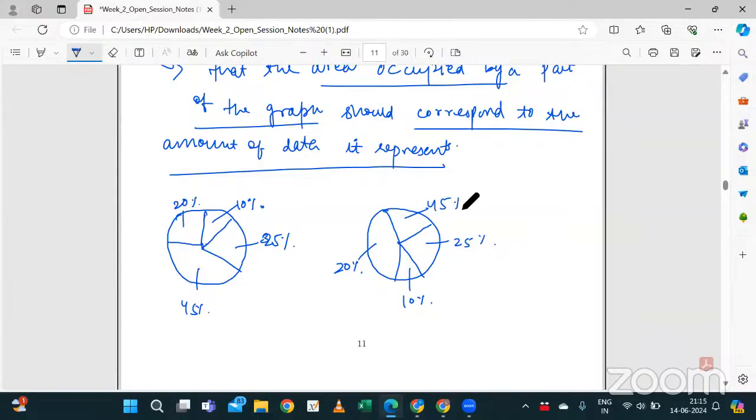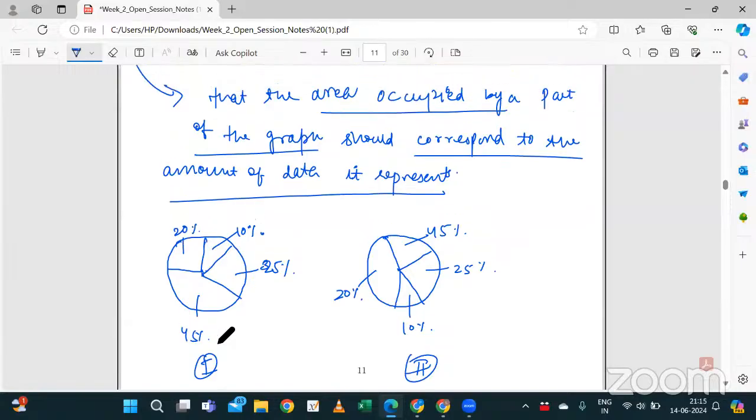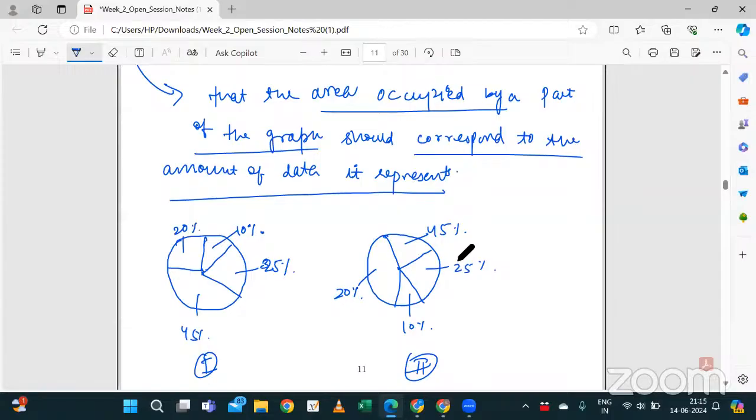Now, if you see, which one is correct? This one, first one, or second one? First one, right? In the second one, the area principle is violated. Why? Because the area occupied by a part of the graph should correspond to the amount of data. But here, 20% looks bigger than 45%.